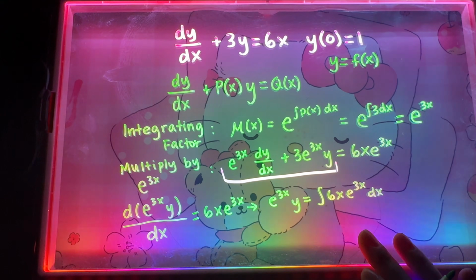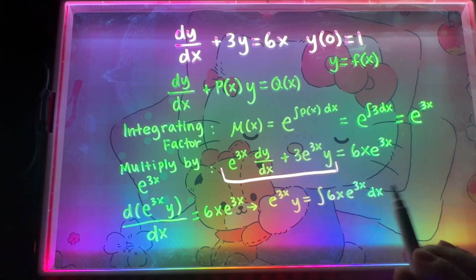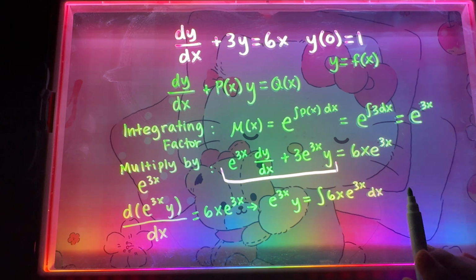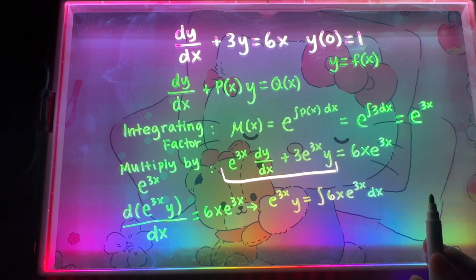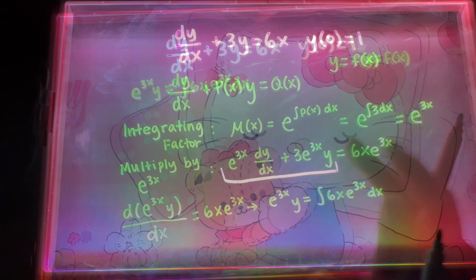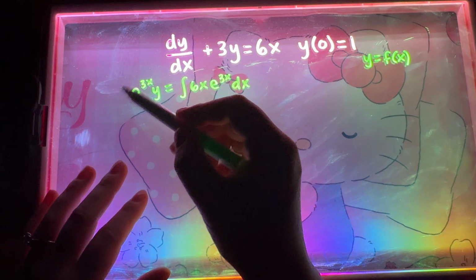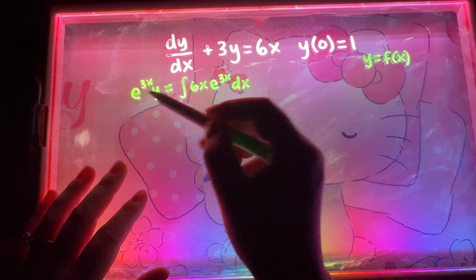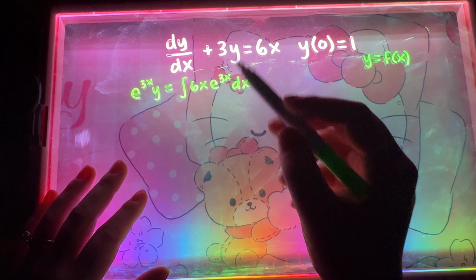So now we can just do this integral. It's just a single variable integral, all with respect to x. There's no y anymore, so that's kind of nice. So we can do this however we can. Okay, so we were left with e to the 3x y, which was the d of this dy, the product rule, right?